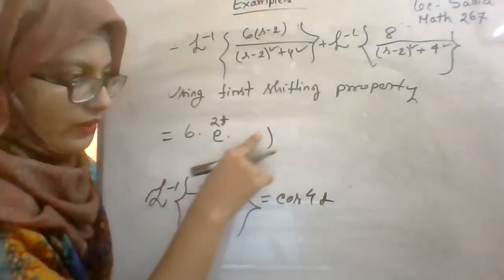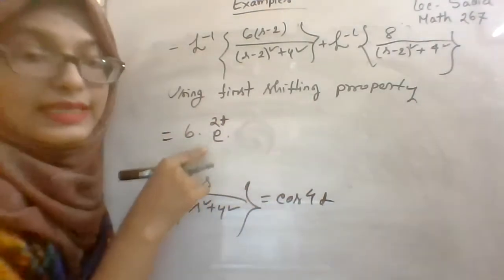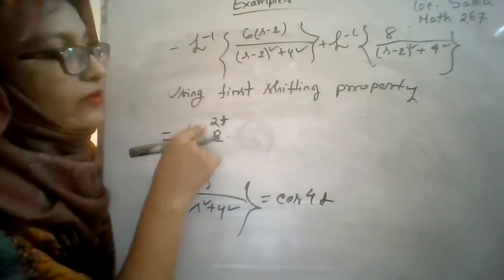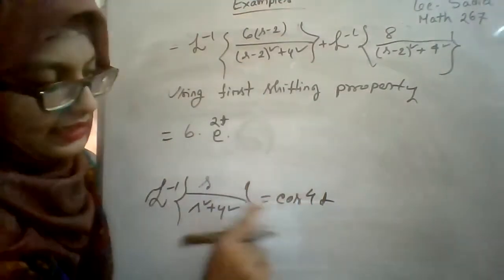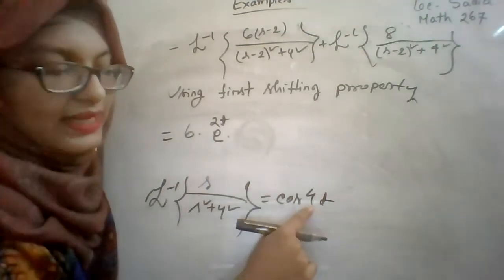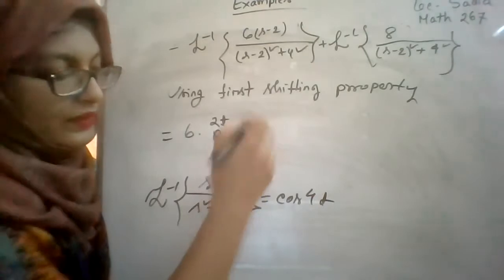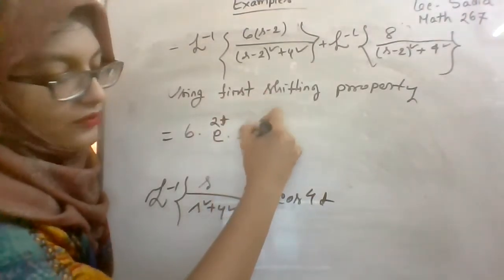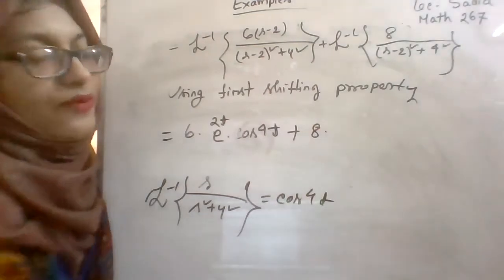So from here we have found that e to the power at, this a comes from the function F of (s minus a). Okay. And here cos 4t, here this a comes from s square plus a square. So it will be cos 4t. Now you have to do the same thing for the second part.